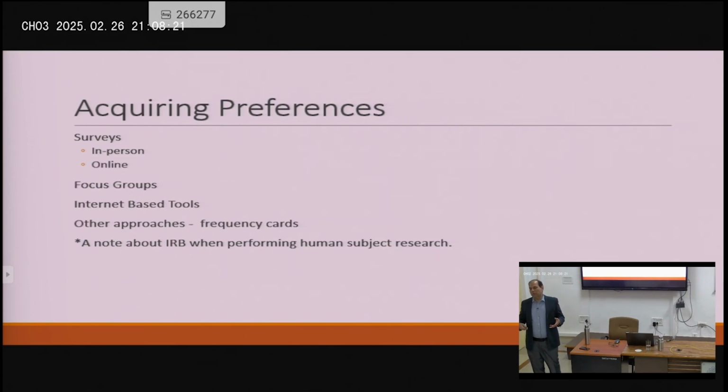So look at the Belmont report, look at IRBs and why IRBs are so important and why universities require that you have an approved IRB application before you do any human subject research. Okay. So these are various techniques. You already know about these, so I'm not going to spend too much time on how to acquire preferences.